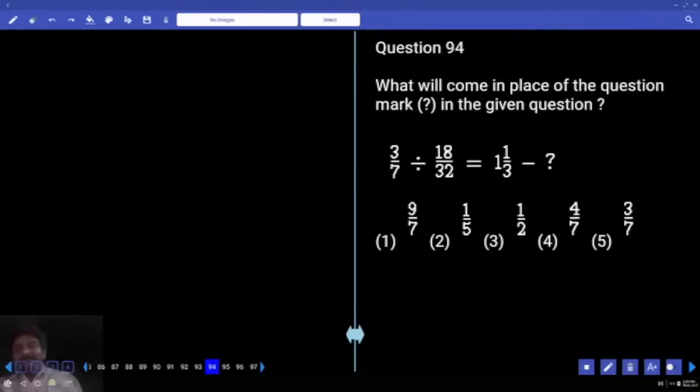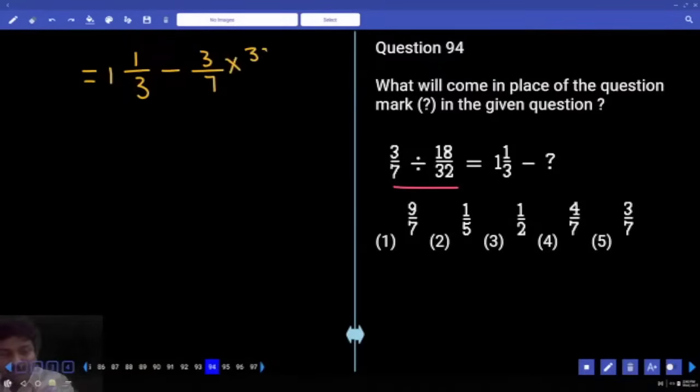Right hand side minus x we have, take that to the left hand side. Already we have 1 by 3. This number goes to the right hand side and becomes minus 3 by 7 divided by 18 by 32, which can be written as into 32 divided by 18. 3 6 times, 2 3 times, 2 16 times. Correct?